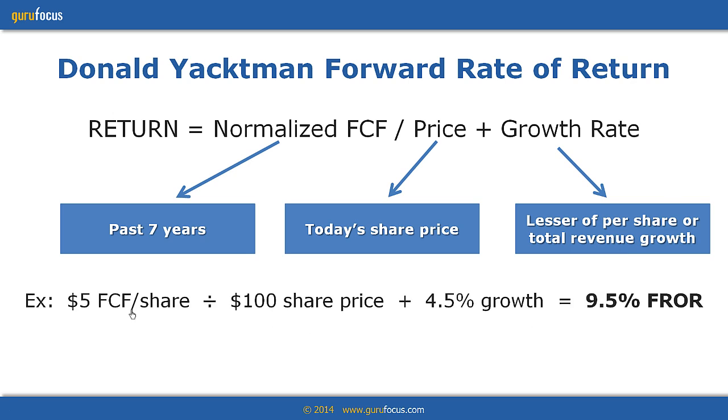So there's just another example. If they did $5 in free cash flow per share, and it's trading at $100, and the revenue is growing at 4.5% a year, you've got a 9.5% forward rate of return. Does that make sense to everybody? 5 over 100, this is 5%, plus the 4.5% growth rate gives you 9.5.